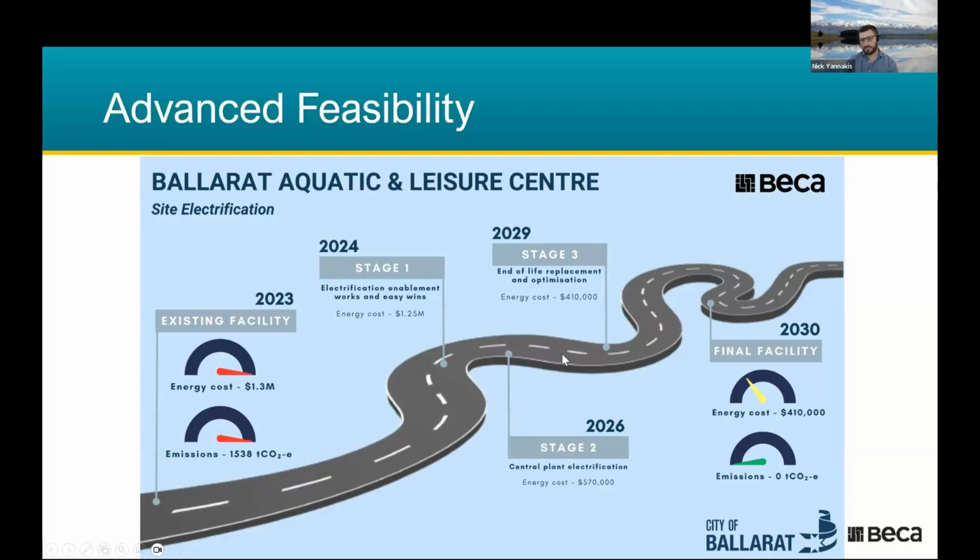And then in this one here, once you had a centralized plant for a heat pump, we started implementing, and you can start upgrading the rest of the site to utilize that centralized plant. This one in particular went from an operational cost of $1.3 million, and we're estimating it going down to about $410,000 with zero emissions as it fully electrifies over time.